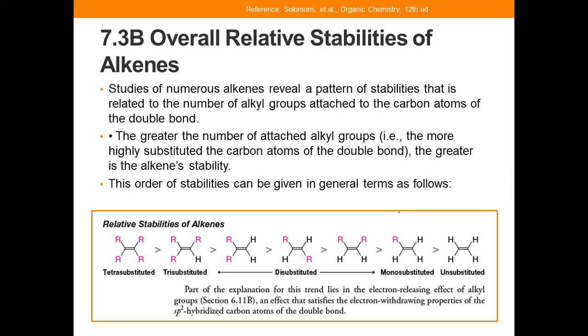So part of the explanation for this trend lies in the electron releasing effect of the alkyl groups. What I mean by electron releasing is an inductive effect that tries to donate an electron to its neighboring atom, and an effect that satisfies the electron withdrawing properties of the sp2 hybridized carbon atoms. So it will try to stabilize the sp2 carbon, the higher the number of alkyl groups. Again, as I've mentioned before, the alkyl group has an electron donating inductive effect. Electron releasing effect is just similar to the term electron donating inductive effect.